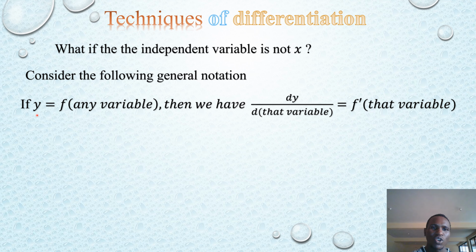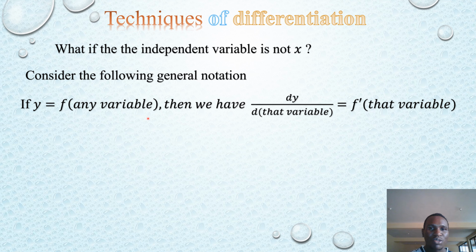So if you have a function y equals to a function that depends on some variable that we don't yet know, okay? It can be anything here. Remember, variables in algebra are represented with letters, so it must not be x, it can be anything here.